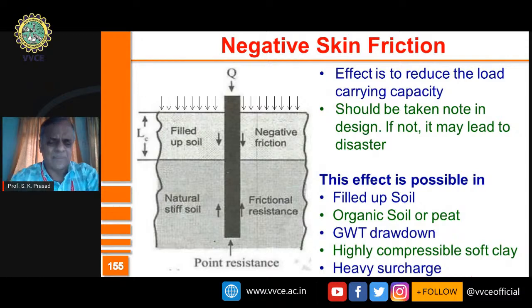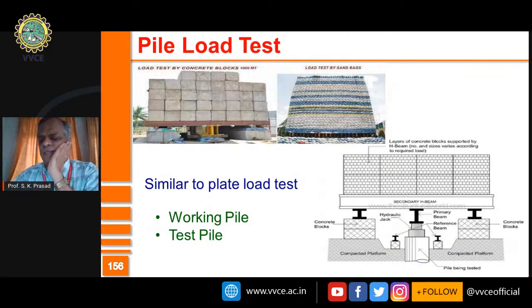You can see this type of effect in filled up soils which are likely to experience large amount of compression. You might see it in organic soils or even peat, which also are likely to be compressed. When there is a sudden groundwater drawdown, then also effective stress is going to increase. It's going to collapse in highly compressible soft soil, or when the surcharge is heavy. So these are all the situations when you go in for negative skin friction, and we have to very accurately determine that, identify that, and incorporate that in our design.